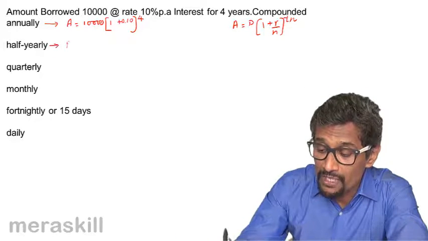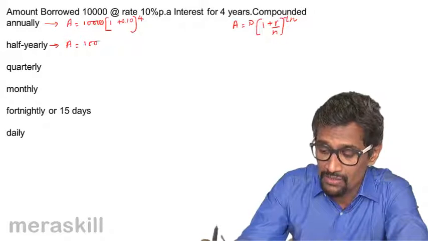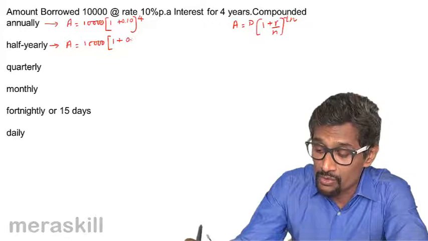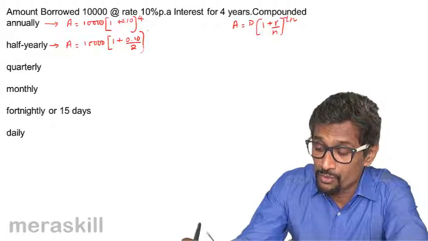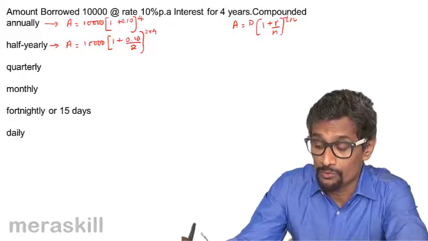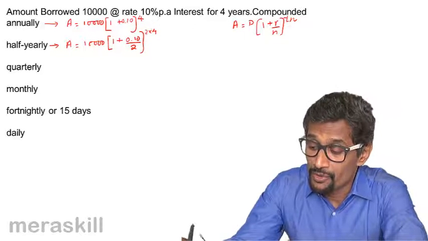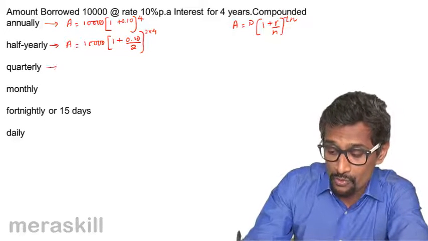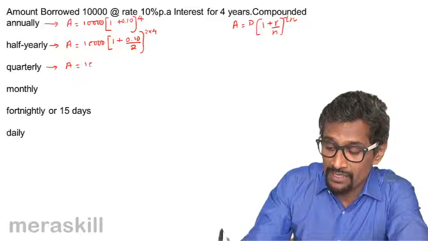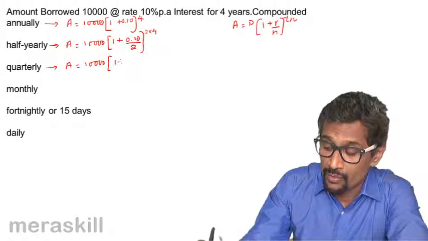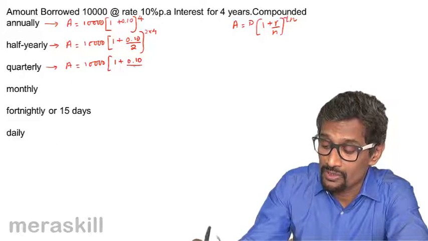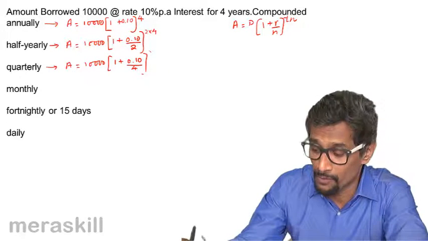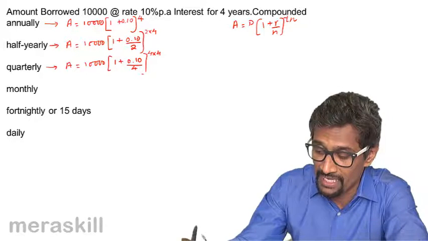Suppose it is half yearly, how do we do it? It's going to be the same 10,000 into 1 plus 0.10 divided by 2 raised to 2 into 4, because there are now 2 half-yearly periods in each year, so there will be 2 into 4. Suppose it is quarterly, A would be equal to 10,000 into 1 plus 0.10 by 4 raised to 4 quarters in each of the 4 years. So it's going to be 4 into 4, which is N into T.